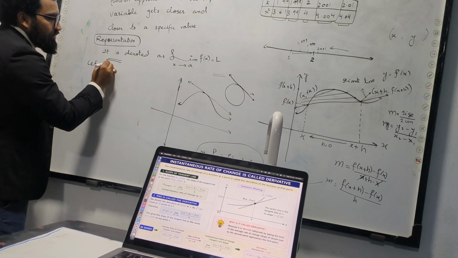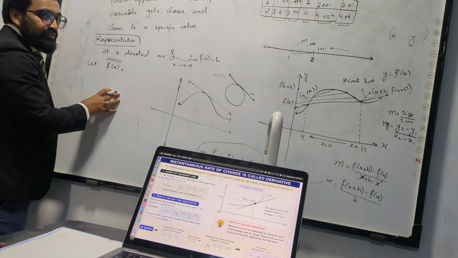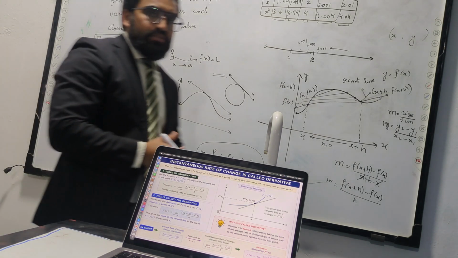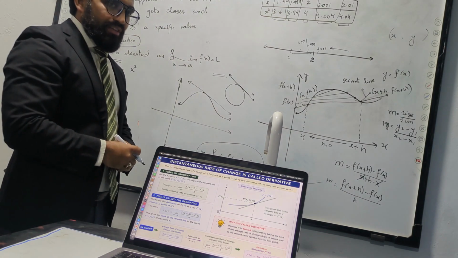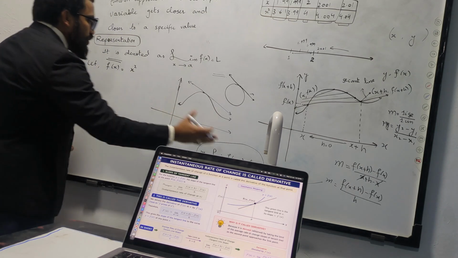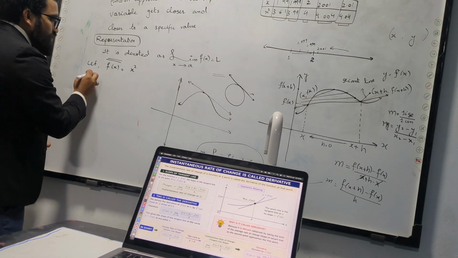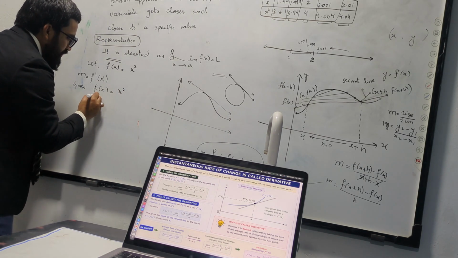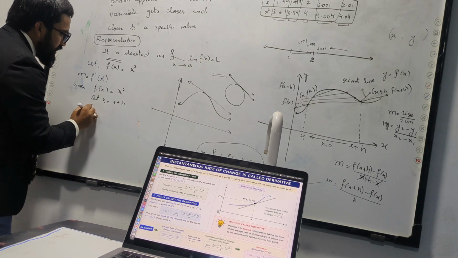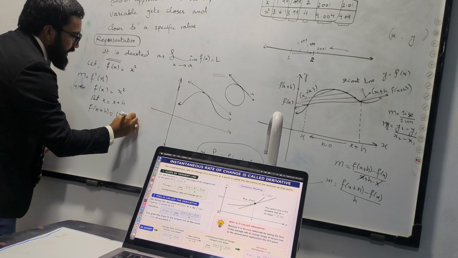Let f of x equal x squared. Consider the function is x squared. Okay, so how can we find out? By using this formula. This is called the derivative by first principle. Replace x with x plus h. So we have f of x plus h equal x plus h squared.